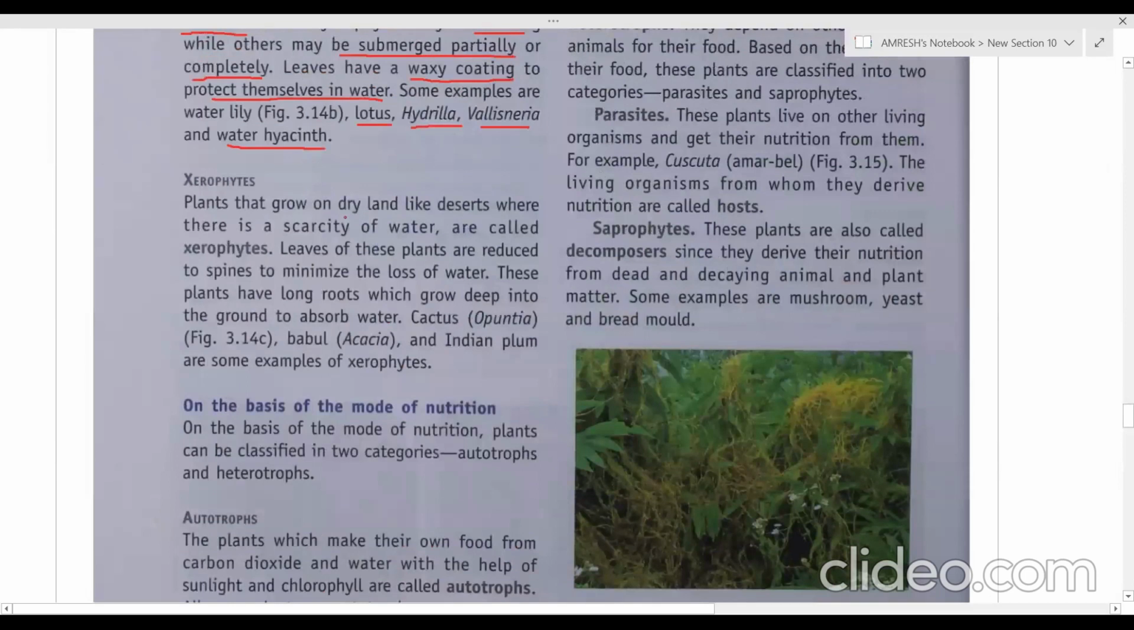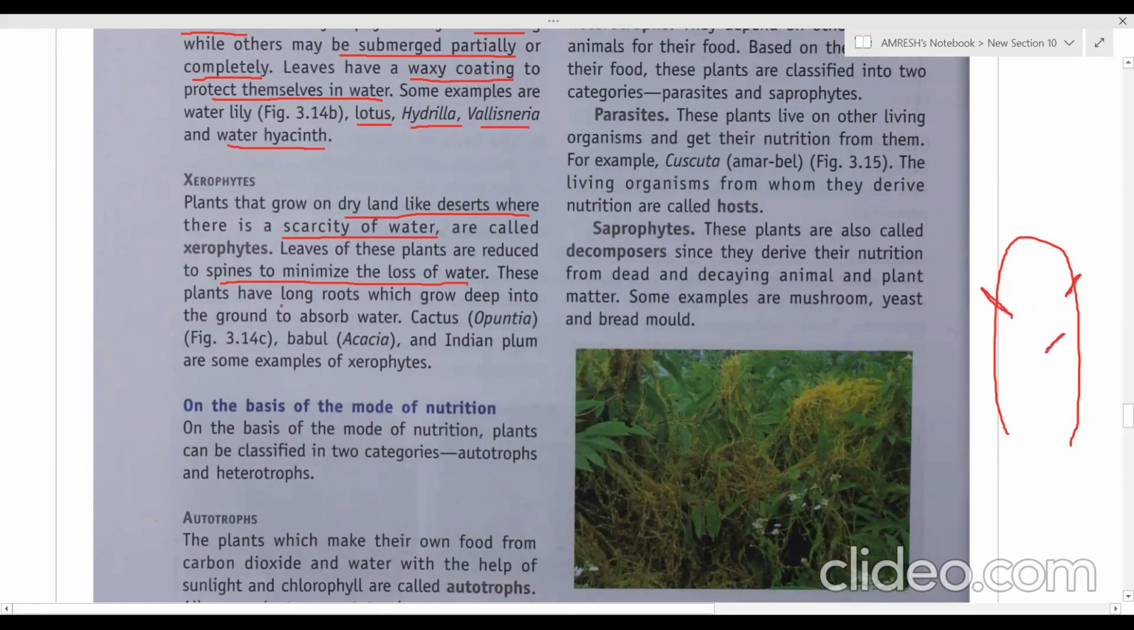Xerophytes grow in deserts. They grow on dry land, deserts where there is scarcity of water, less water. So leaves are reduced into spines to minimize the loss of water. क्यों? अगर leaves का surface ज़्यादा हो जाएगा तो transpiration ज़्यादा होगा. Transpiration means loss of water. So to minimize the loss of water, they are reduced into spines. In cactus, you must have seen they have spiny leaves like that.